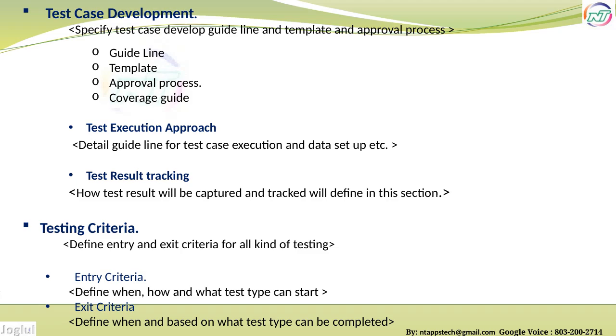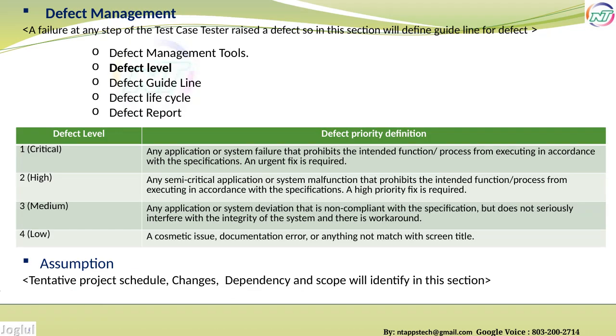This approach aligns well with agile practices by promoting continuous feedback, clear accountability, and flexibility to adapt test cases as requirements evolve. In managing defects, any failure during a test case execution is recorded as a defect, and to handle these effectively, we need clear guidelines on defect management tools, defect levels, life cycle, and reporting. Defects are categorized by severity, starting with critical defects that completely block functionality and require immediate resolution, followed by high-priority defects that also hinder major processes but may be slightly less urgent.